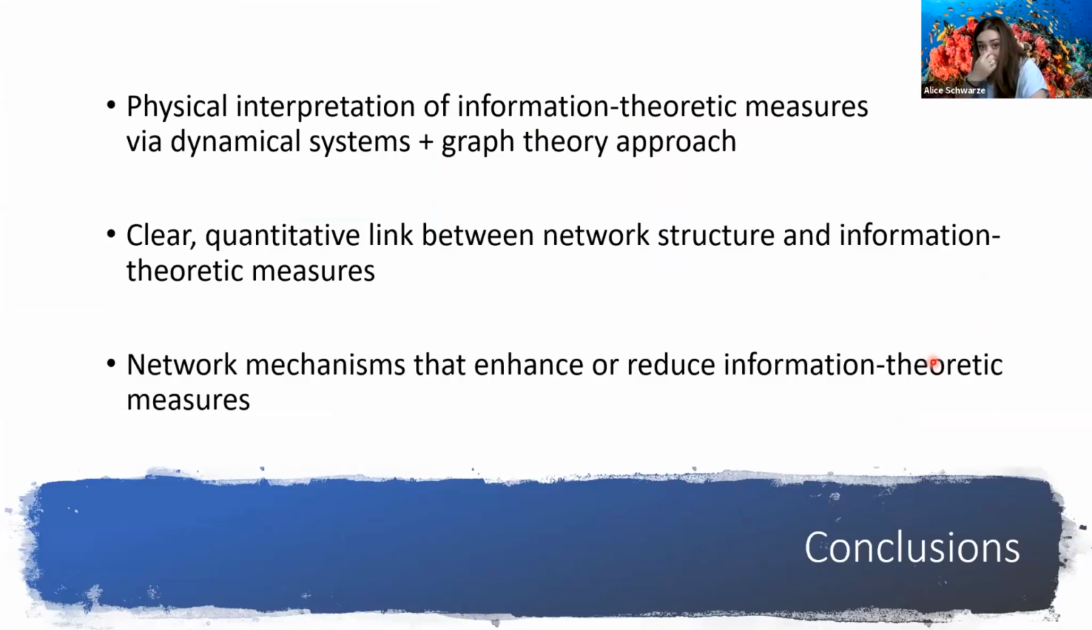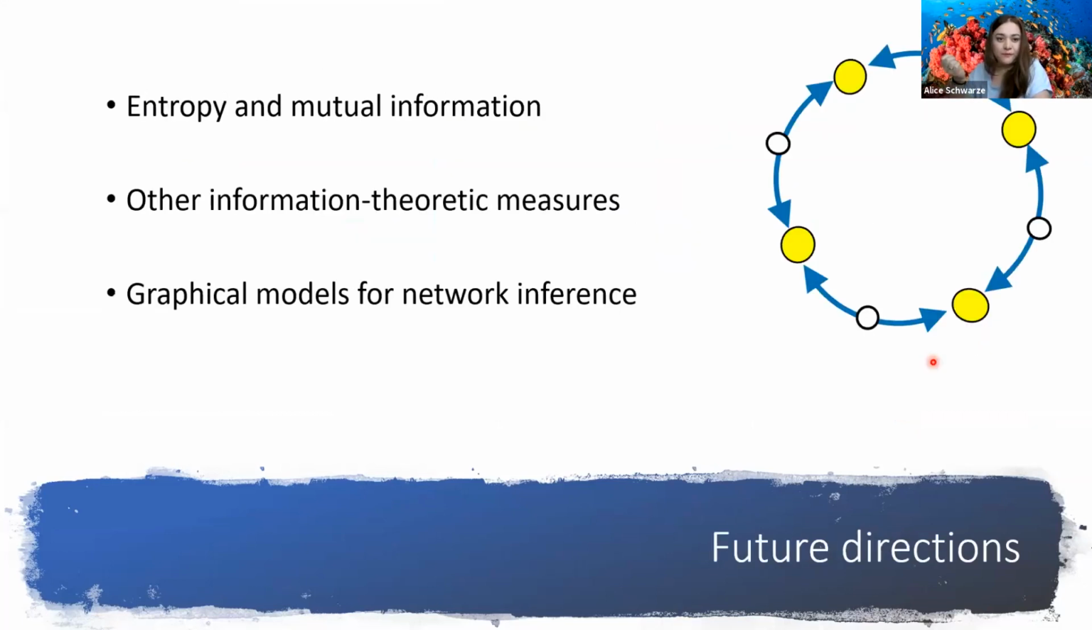In particular, we can get a mechanistic understanding of how network structure can enhance and reduce information theoretic measures. And in terms of future work, I'm currently working on getting the process motifs for entropy, which kind of look like this, but there's a few more details to hack out, and mutual information. And in principle, we can look at other information theoretic measures too.